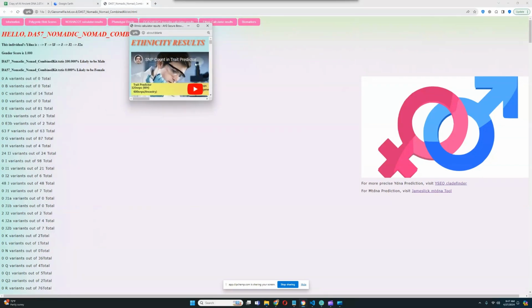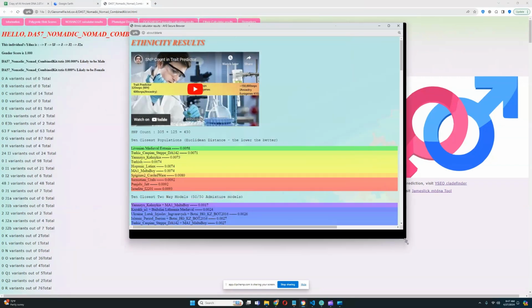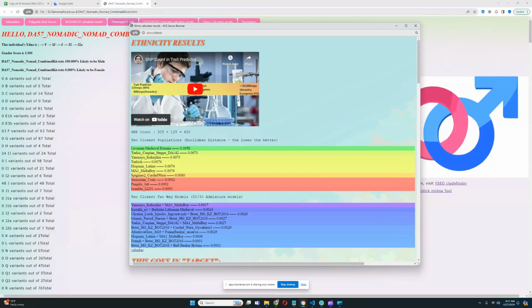This is an ethnicity calculator that I developed personally myself. With my own ethnicity calculator, he is closest to Livonians from Estonia, followed by Turkic individual from the steppe, Turkic individual from Caspian steppe, followed by Yamnaya from Kalmykia, followed by Turkish, Hispanic, then Malta boy, then Corded Ware, Bell Beaker, then Sarmatian from Urals, then Punjabi Jat, then Israelite.